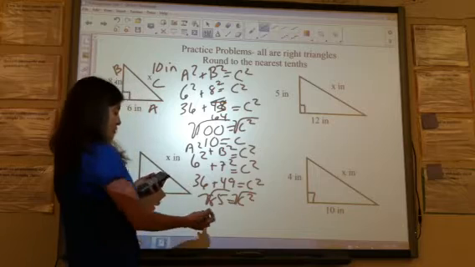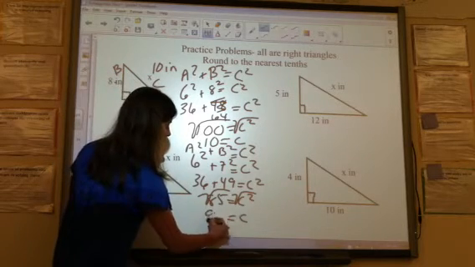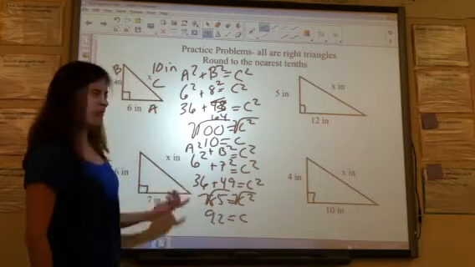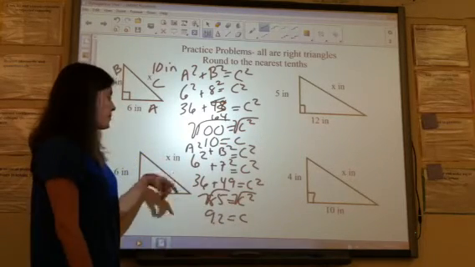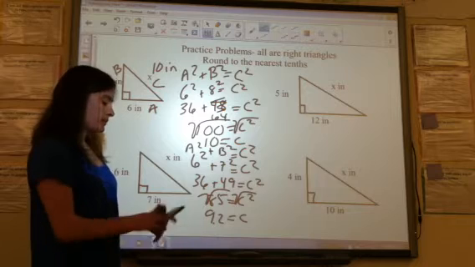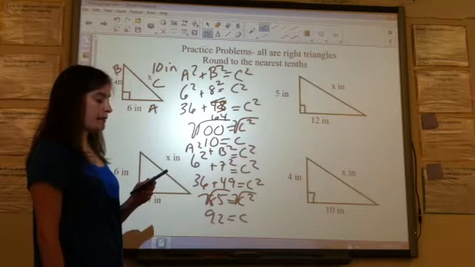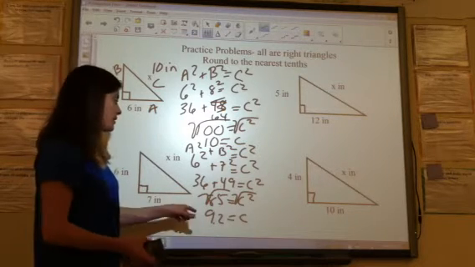I get 9.2. And again, the square root of 85 is an irrational number, so it goes on forever. But if I were to round that 9.219544 to the nearest tenth, I would get 9.2.